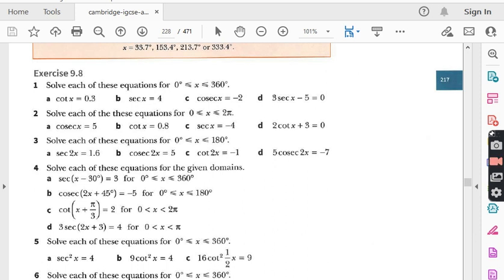Students, in last lecture we finished question number 5 from exercise 9.8. And the topic of exercise 9.8 is solving further trigonometric equations. Today we are going to do a very important question, that is question number 6.